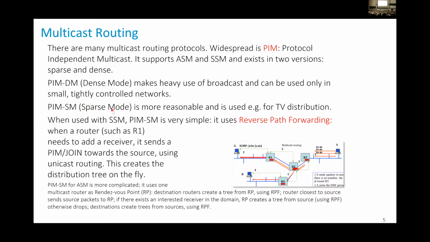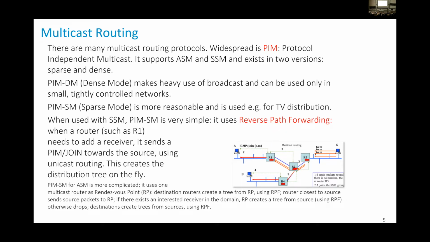PIM sparse mode is very simple when we use source-specific multicast. With source-specific multicast, remember, the idea is that a multicast group is identified by the combination of the multicast address, which is the destination, and the source address. And in particular, only a given source can send to this group. Then here, the problem of the routers is to create this distribution tree. And with PIM-SM, the idea is simple. We use the reverse path.